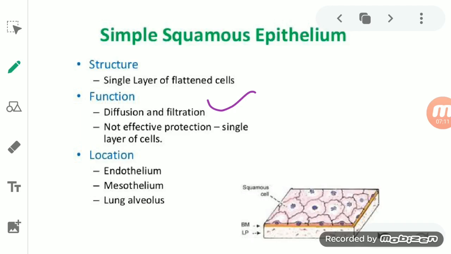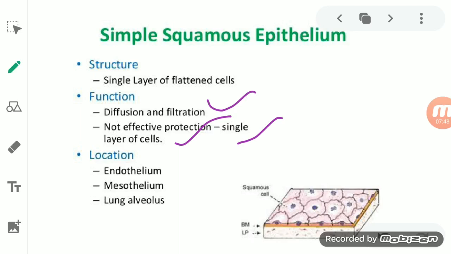Okay, second, it is a single layer of cells. So although it protects the underlying part of the body from mechanical injury or entry of germs, it is not very effective. First of all, we can say the function is diffusion. The main function of the epithelial tissue is diffusion, but since it is present at the outer surface, we can say that it protects the underlying part of the body from mechanical injury.